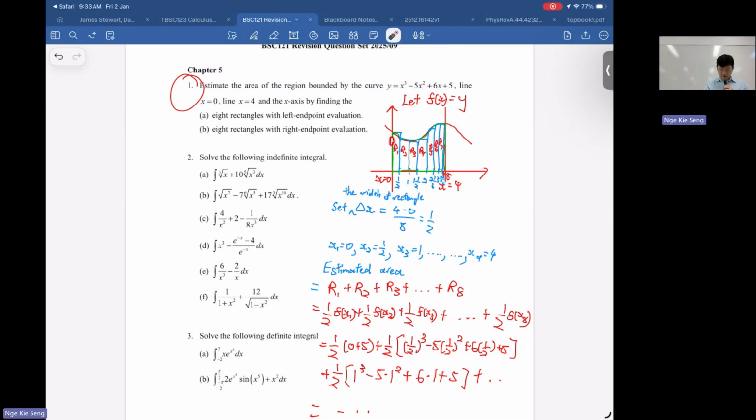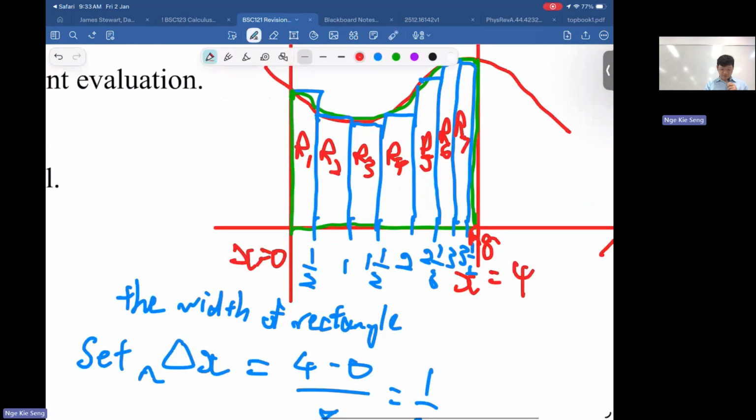So you look at this rectangle again, right? R1. Okay. So the left endpoint is 0, so the right endpoint should be half. Okay. So you should look at the height of your half. So for example, you should look at this one, the right endpoint.